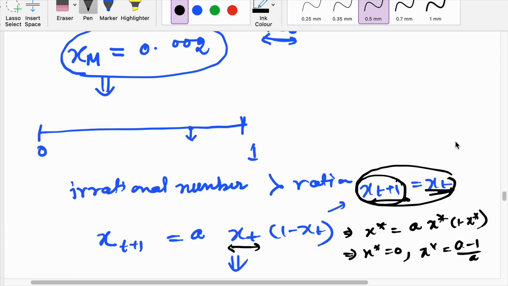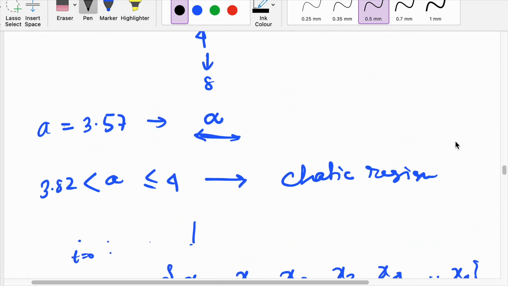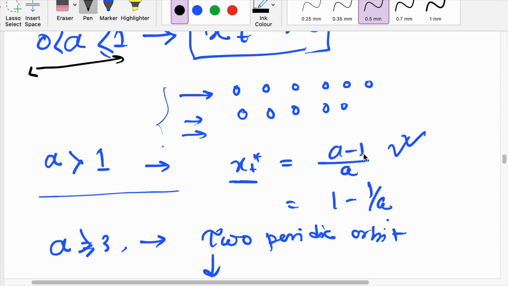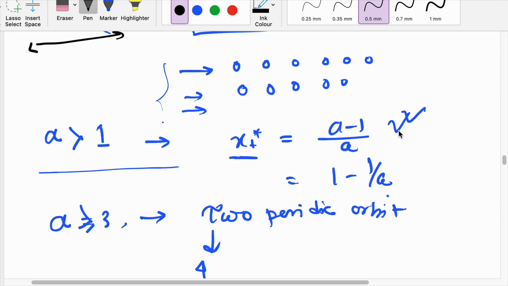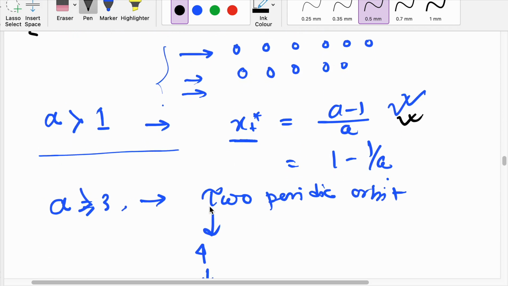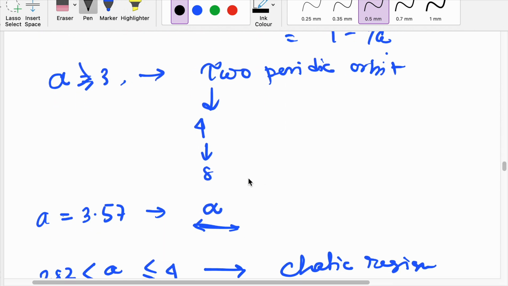Maybe you missed it, but I told you that in some parameter range the dynamics will go towards one fixed point, and in another range it goes to the other fixed point, and after some point these two fixed points will become unstable, and you will find a two periodic orbit, three periodic orbit, four periodic orbit, and you also get these things from the linear stability analysis.